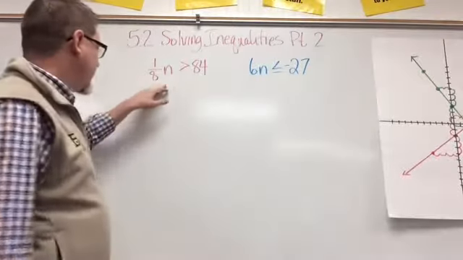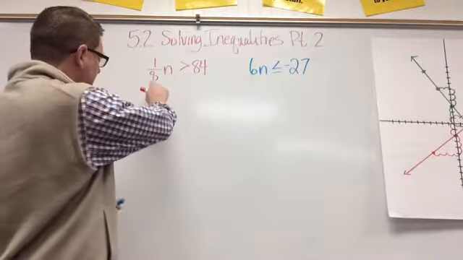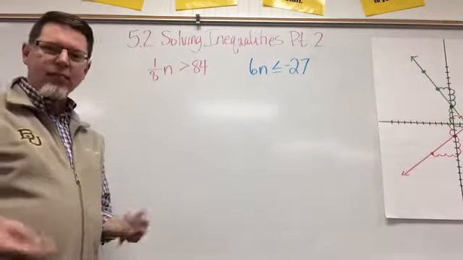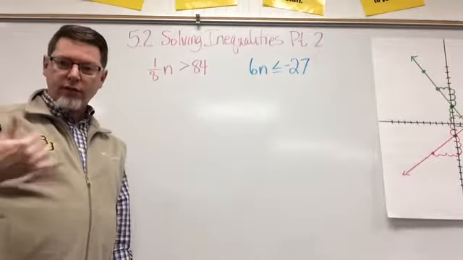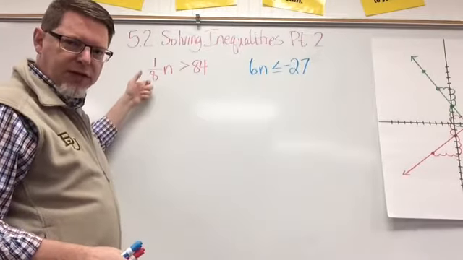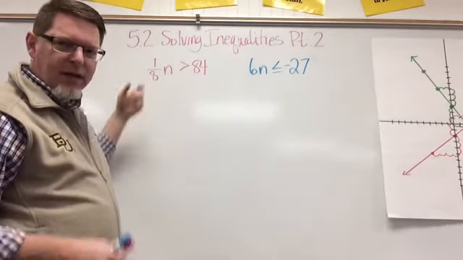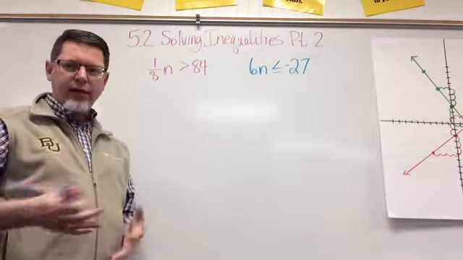So I have 1/8 n is greater than 84. Since this is multiplication, I do the opposite, which means I divide both sides by 1/8. Or, if you remember, I can multiply both sides by the reciprocal of this fraction, which would be 8. Either one. If I've got a calculator, divide by 1/8. If I don't have a calculator, multiply by 8, whatever you want to do.